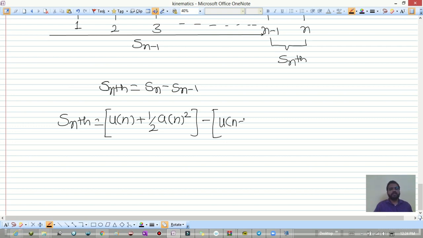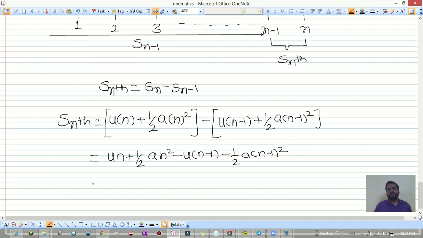So u_{n-1} plus 1 by 2a (n-1) whole squared. So if you just find out now, u_n plus 1 by 2a n squared minus u_{n-1} minus 1 by 2a (n-1) whole squared. Now that is equal to u_n, now just open this bracket, it will become u_n plus u minus 1 by 2a. Now simplify this, it will become n squared minus 2n plus 1.